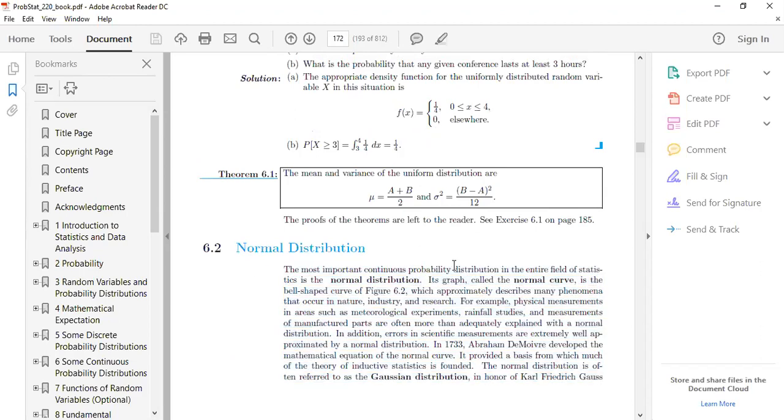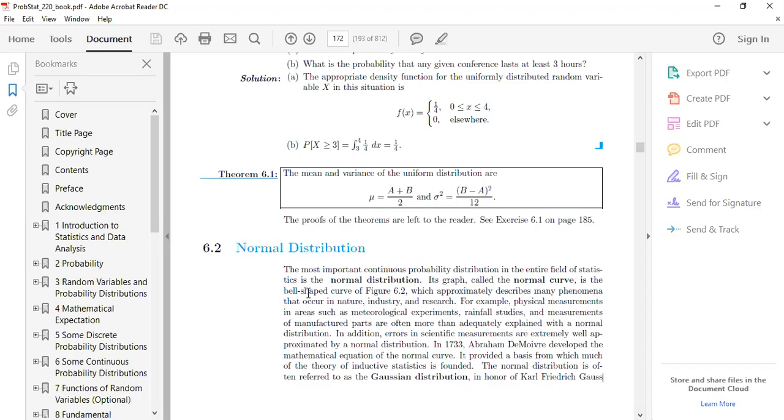The most important continuous probability distribution in the entire field of statistics is the normal distribution. The graph is called the normal curve, and it's a bell-shaped curve, as I told you, which approximately describes many phenomena that occur in nature, industry, and research. For example, physical measurements in areas such as meteorological experiments, rainfall studies, and the measurements of manufactured parts are often explained with a normal distribution. Please keep this in mind: for this type of thing, we use the normal distribution.